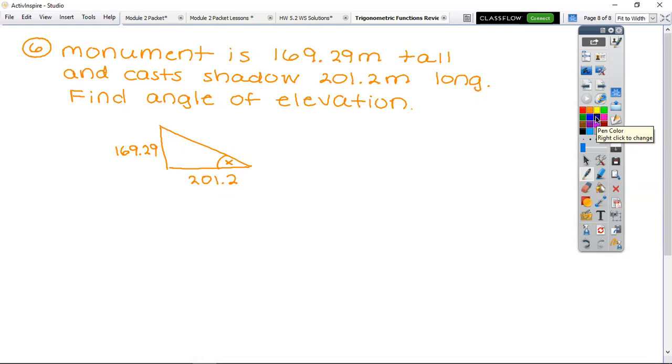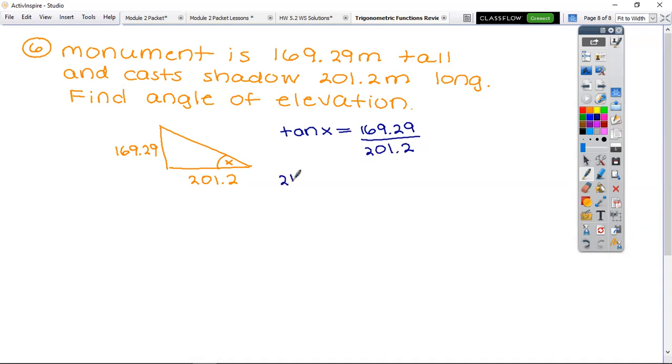Tangent, good. So I'm going to do tan X equals opposite over adjacent. Now I want to make sure we covered this because what do you need to do differently in your calculator when the angle is unknown? You have to hit something. You guys remember? Second tangent.